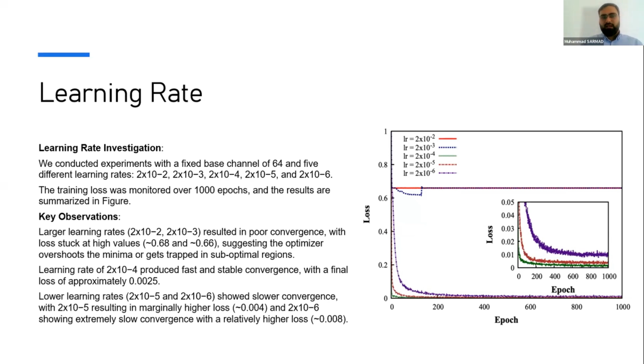The key observation was that larger learning rates result in poor convergence with the loss stuck at high values, which suggests that the optimizer overshoots the minima or gets trapped in a suboptimal region. But learning rate of 10 raised to power minus 4 produced fast and stable convergence with a final loss of approximately 0.0025. And then going lower, the learning rate showed slower convergence, with 10 raised to power minus 5 resulting in marginally higher loss than 10 raised to power minus 4.